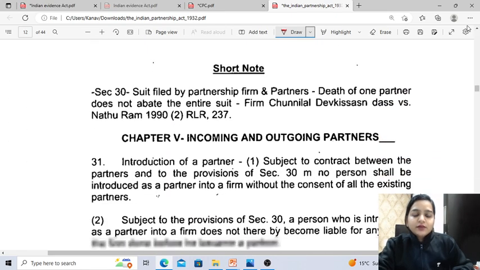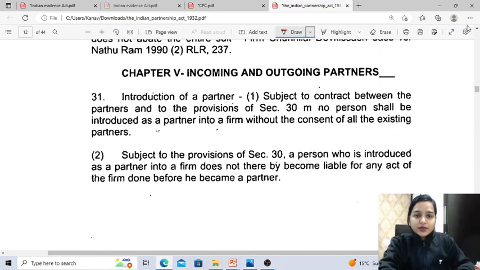So this is regarding कि a minor कब पार्टनर बन सकता है, ठीक है, he cannot become a partner but he may be admitted to the benefits of the partnership.